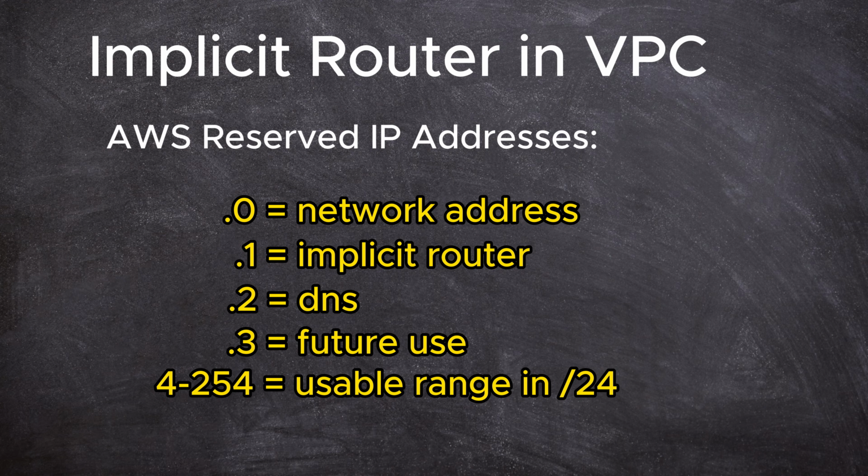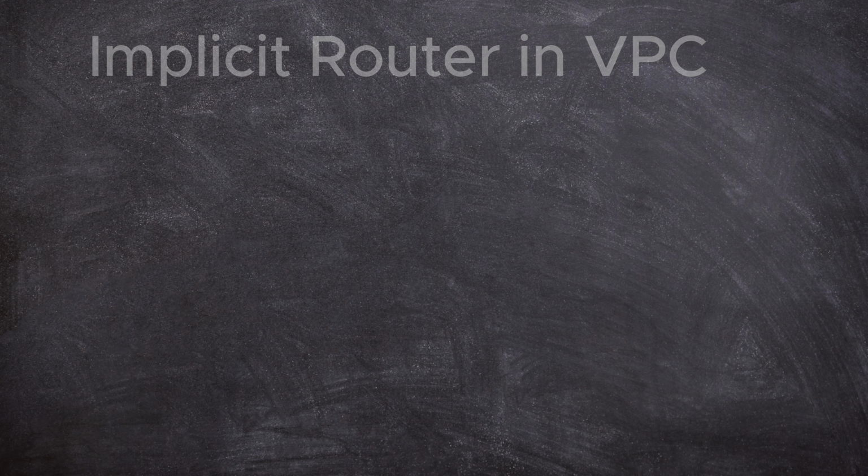.3 is reserved by AWS for future use. .4 is in reality the very first usable IP address that we can actually use. And then the other IP address that's reserved is the broadcast address. If we're using /24, it's going to be .255. AWS doesn't allow broadcast, so they reserve that IP address.